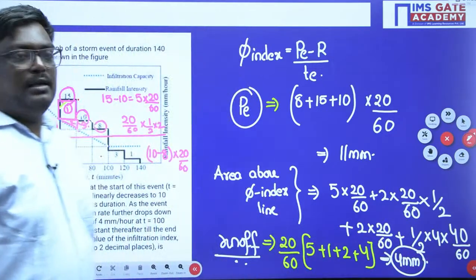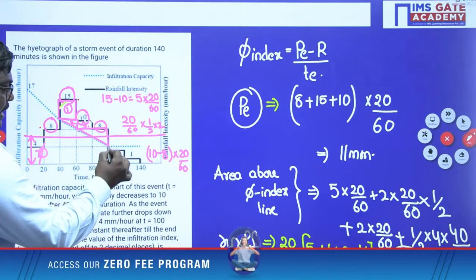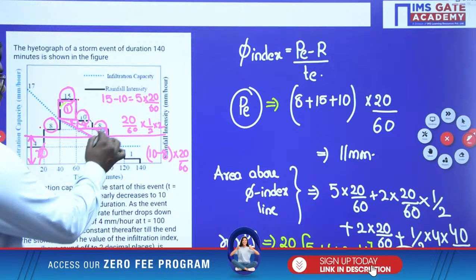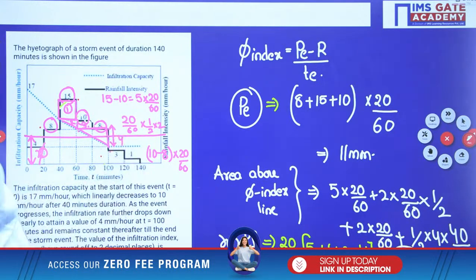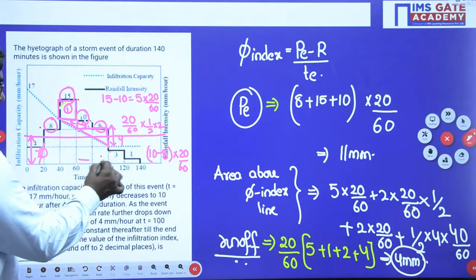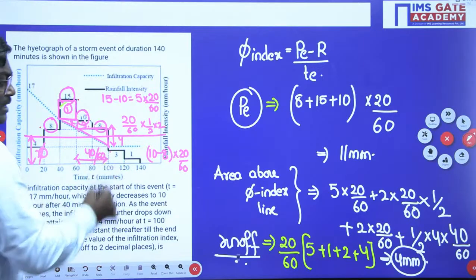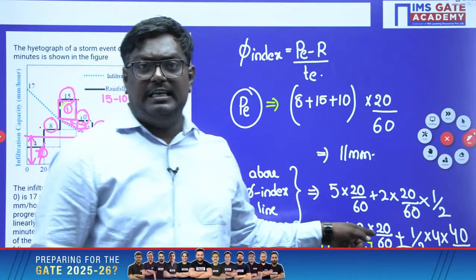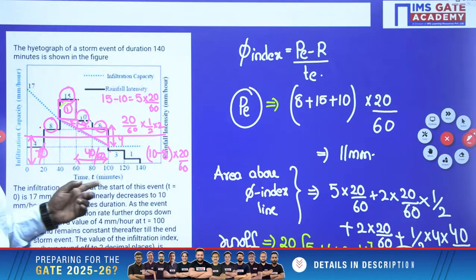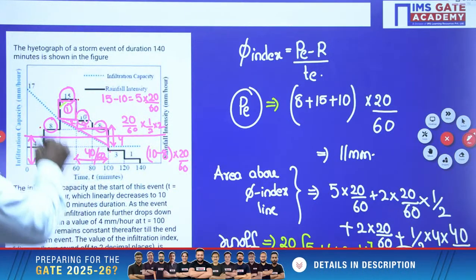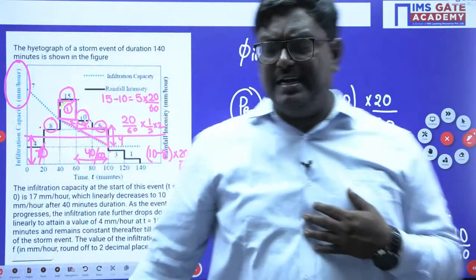Next, from here to here, this is a complete triangle. The complete triangle is falling from 8 to 4, so this distance is 4. And the distance from here to here is 60 to 100 minutes, so 40 by 60. Again you can ask me, sir, why are you dividing by 60? These are time in minutes, but we want hours, because the values are given in mm per hour. Are you following, my dear students?